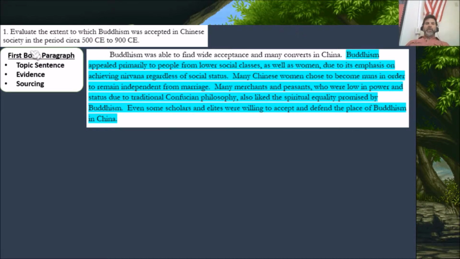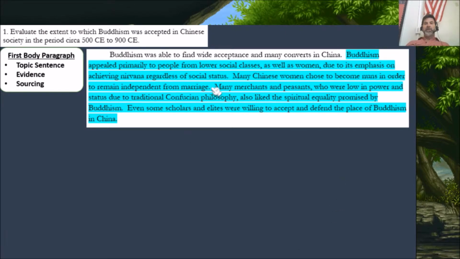So every body paragraph should start with a topic sentence that very clearly shows the argument you're about to back up or support using evidence. Then you include evidence, whether it's outside knowledge or documents. And for the documents, you should make attempts at sourcing analysis in your discussion of the documents themselves.